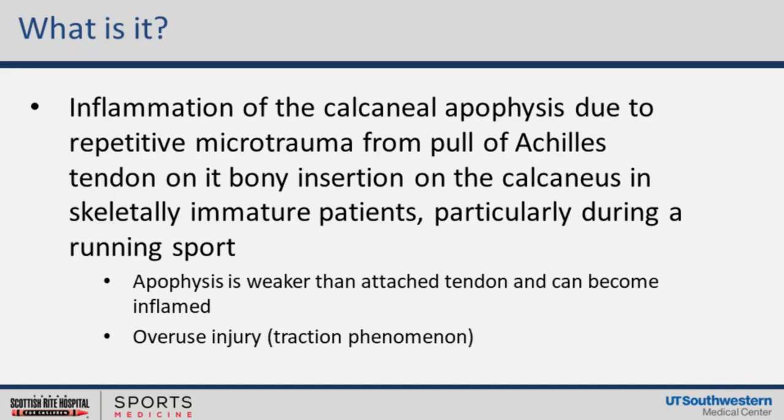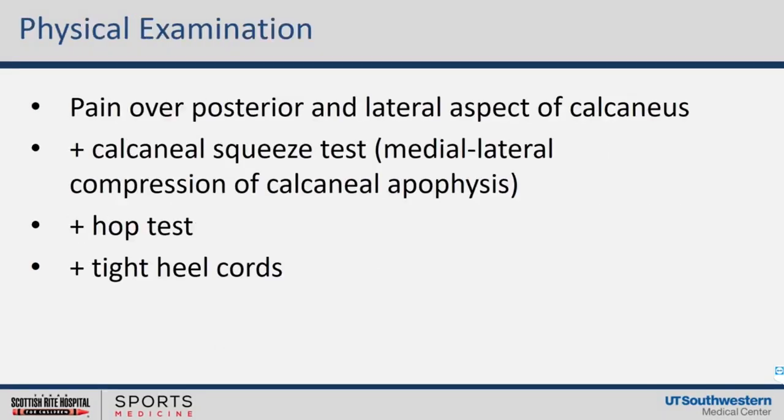And so an apophysis, as Dr. Miller went over, is a growth center that adds contour and shape to the bone, and oftentimes a muscle or a tendon inserts. And in this case, it's the Achilles tendon that inserts over the calcaneus. And the apophysis is a much weaker link, weaker than the actual tendon that attaches at the bony insertion, and so it frequently becomes inflamed and irritated. And this is an overuse traction type phenomenon.